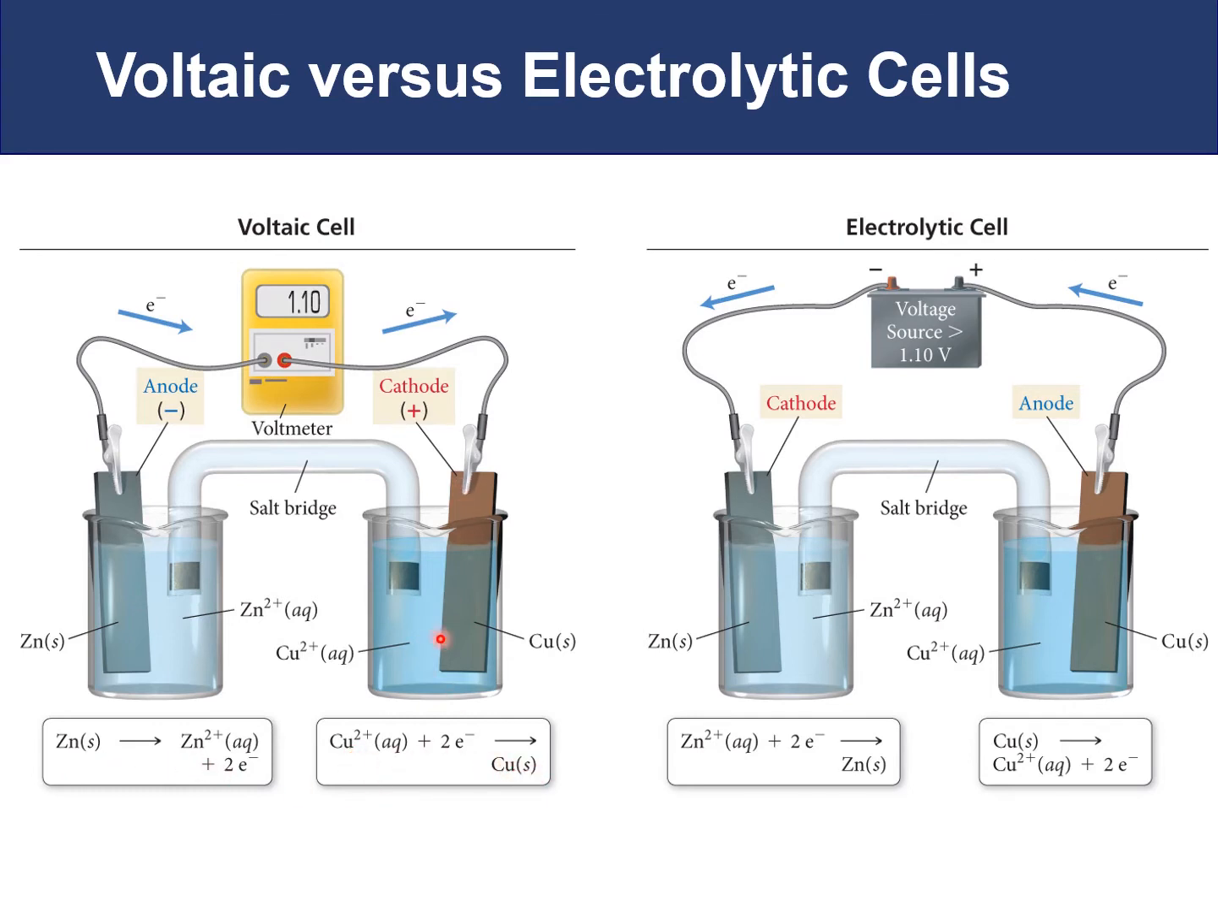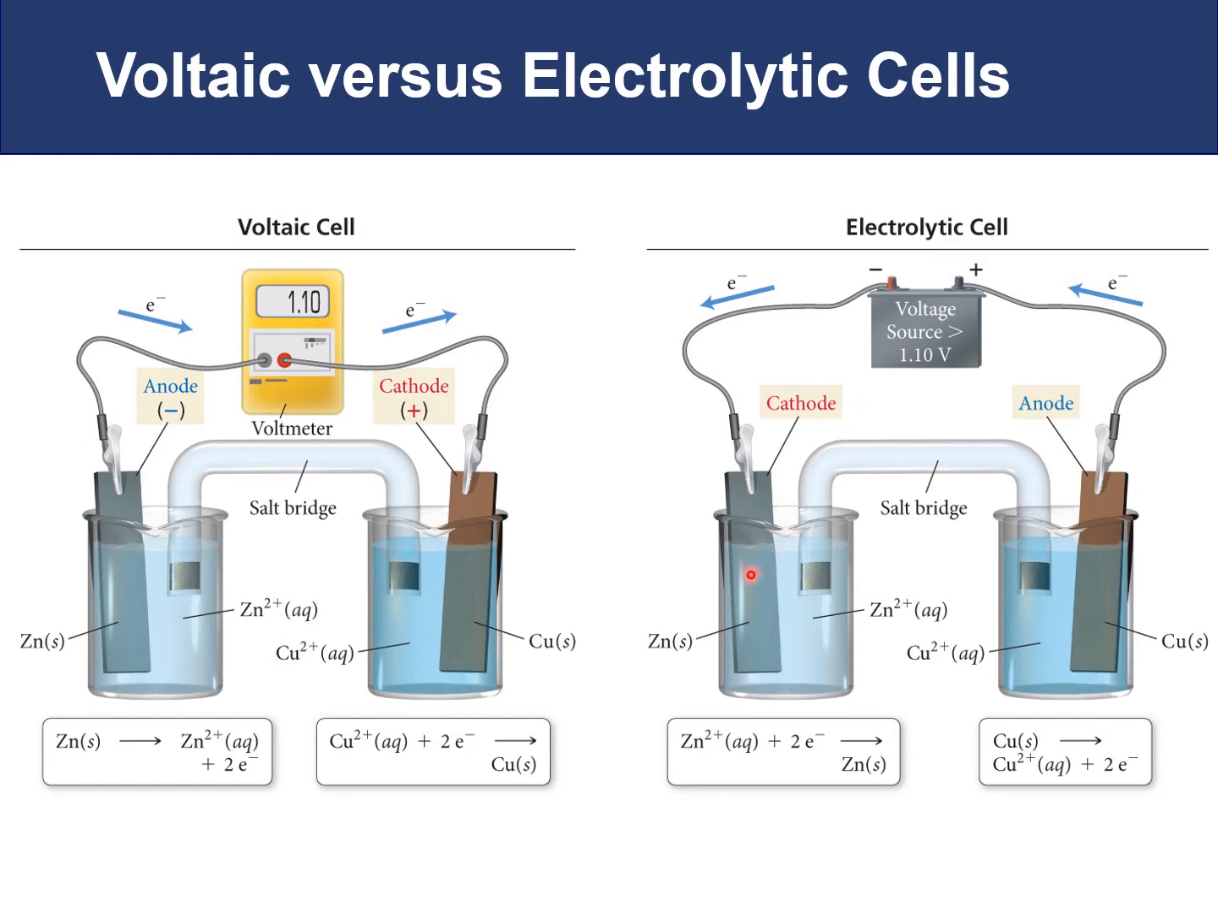So copper is being plated onto the cathode. So the copper side is the cathode side, the zinc is the anode side. It is producing a voltage of 1.10 volts. In an electrolytic cell, you're hooking it up to a battery that has a voltage greater than that 1.10 volt of electromotive force, and you're forcing the reaction to go in the reverse direction.